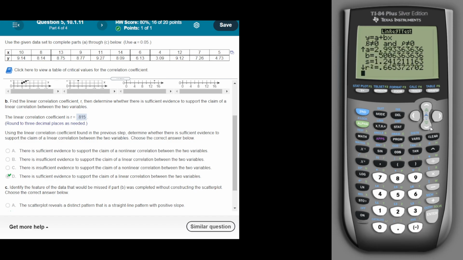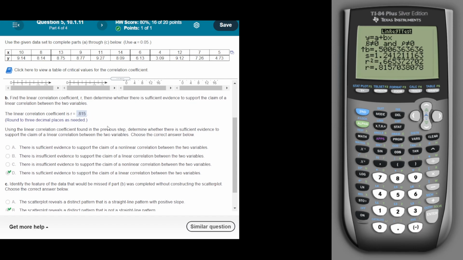Anyway, we came here for your R. Go all the way down, and there it is, 0.816. So in our answer, we put 0.815, but hey, it's the same. So don't trip yourself up over that. They know it's within range, so it's acceptable, 0.816 or 0.815.